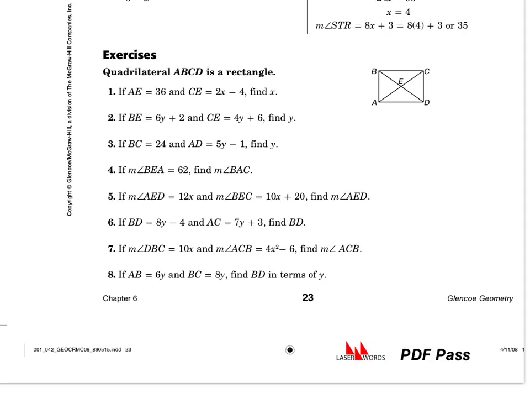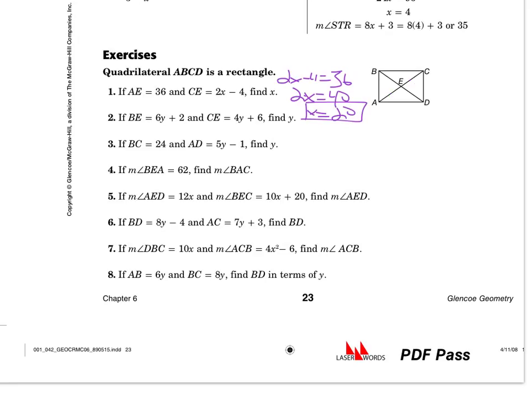So in this first one, okay, we've got AE. Right, we're just going to find a whole bunch of things out about this rectangle. Each one of these is distinct, so we kind of start over on every problem. Okay, but if AE is 36 and CE is 2x minus 4, right, we know that the diagonals bisect each other because this is obviously a parallelogram because it's a rectangle. So you can just set them equal to each other and solve. 2x minus 4 equals 36. So 2x equals 40 and x equals 20. And that's all it wants us to find is x.